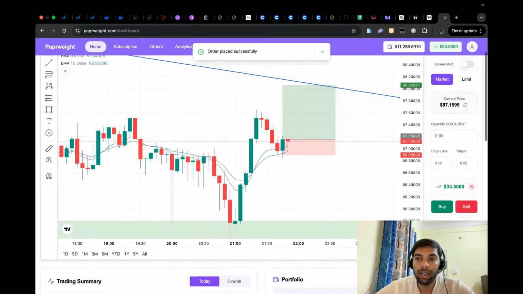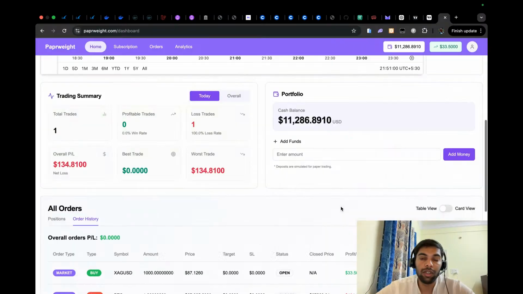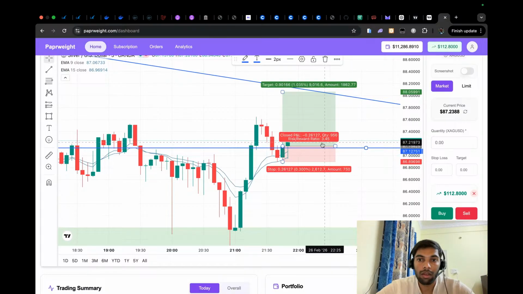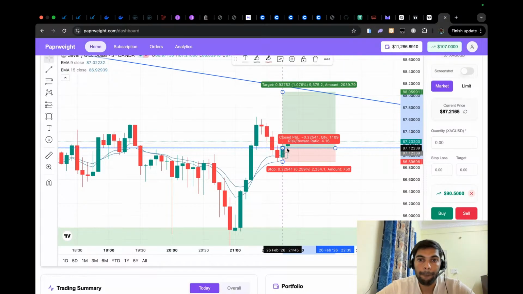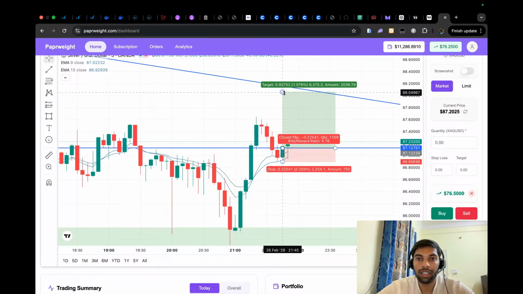I punched the trade in the buying direction. Let me see where I punched my trade. It is 87126. Somewhere here. My stop loss is $220 and my target is at this point.